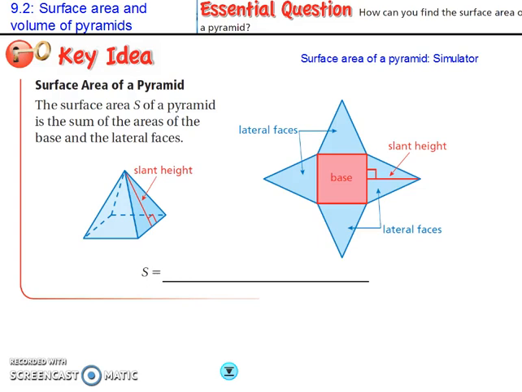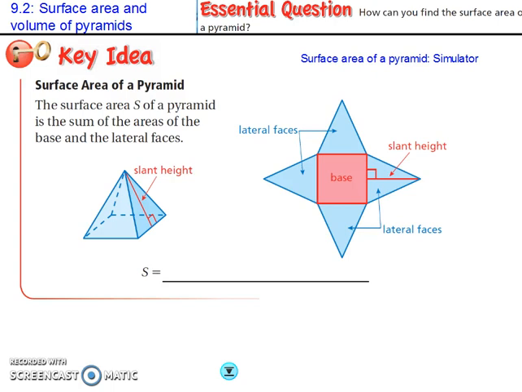Hello, today we're going to be covering section 9.2 on surface area of pyramids. We will also be covering section 9.5, which is on volume of pyramids. Our essential question for today is only going to be addressing surface area. So our essential question is, how can you find the surface area of a pyramid?